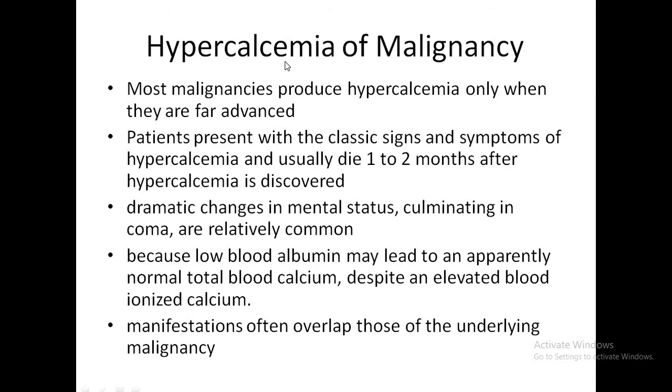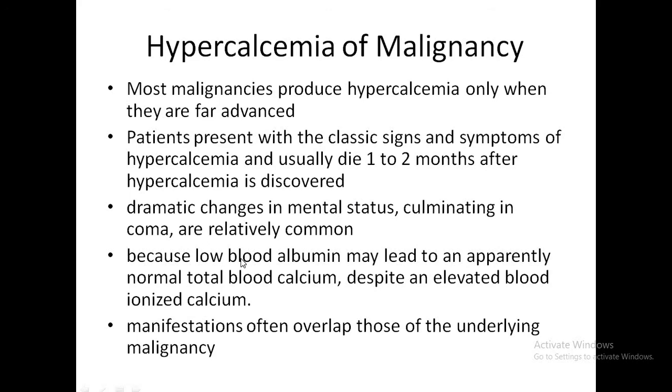Coming to hypercalcemia of malignancy, it could be of two types, as I've told you before. It could be by the humoral mechanism, or by osteolytic hypercalcemia. Most malignancies produce hypercalcemia only when they are far advanced, and usually the patients present with classical signs and symptoms of hypercalcemia, and they usually die 1 to 2 months after hypercalcemia is discovered. There are dramatic changes in mental status culminating in coma.